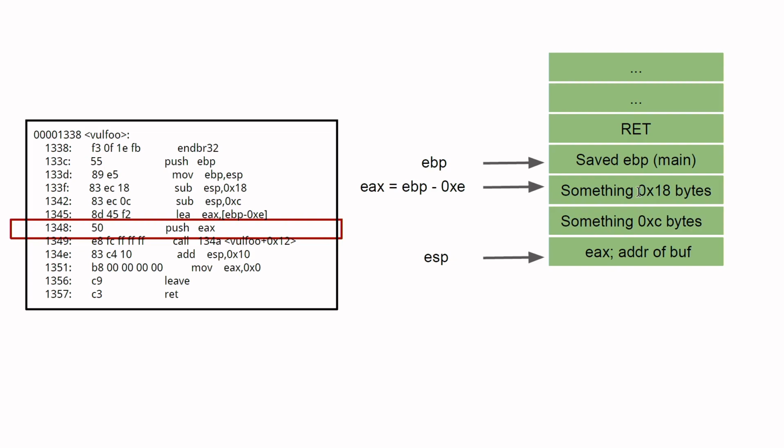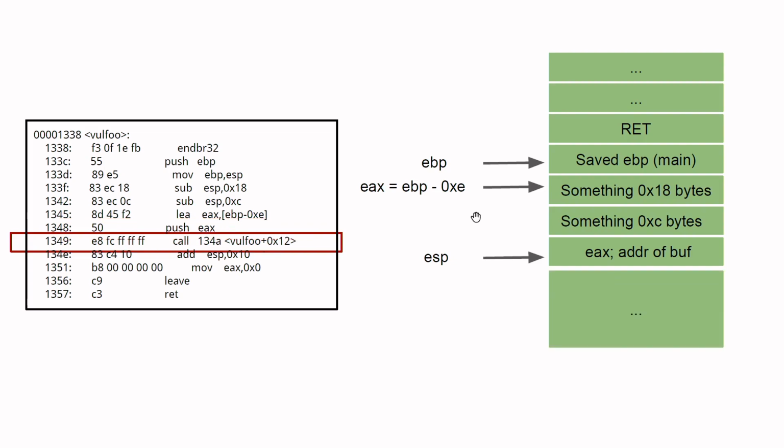After that, ESP points somewhere here, to the value we put into EAX, which is EBP minus 0xE. And this is actually the address of the buffer we have there. Then we are going to make the function call to gets. So gets only takes one parameter, and that is what we pushed here.